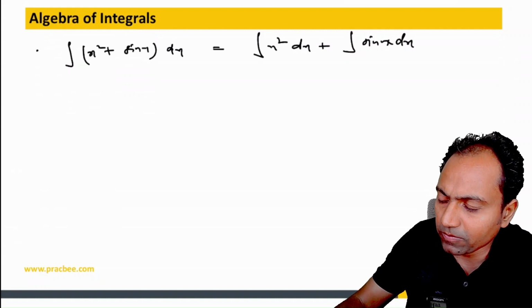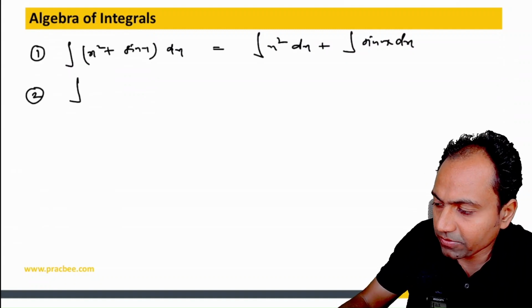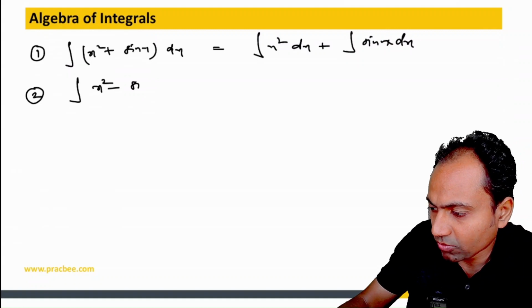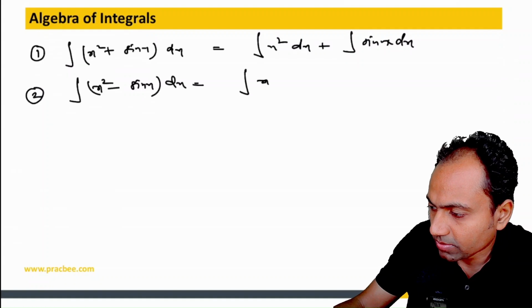So there is no problem with this first construct. If we have a difference also, even in that scenario, we will be able to handle it because it will again get distributed.